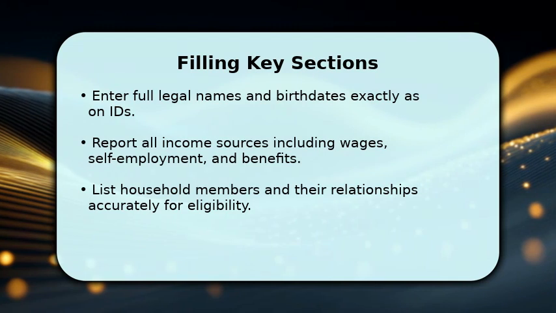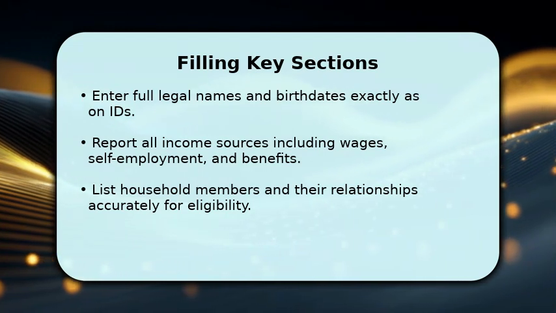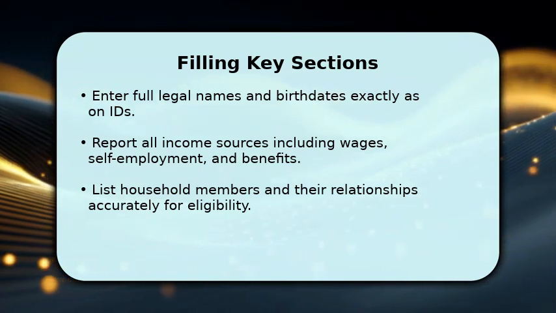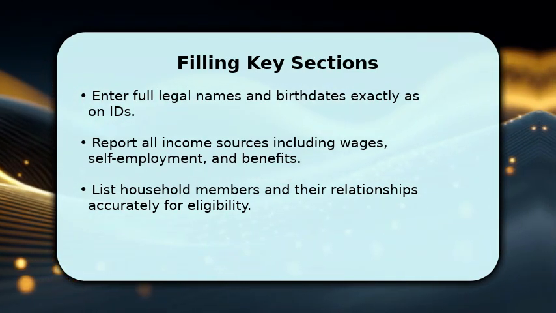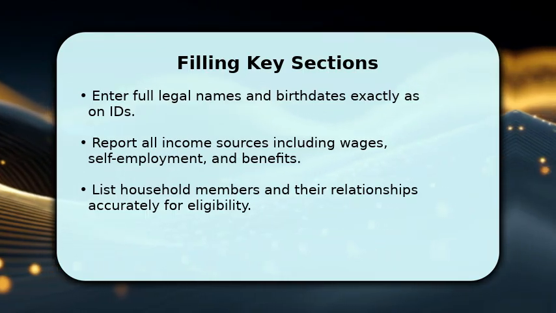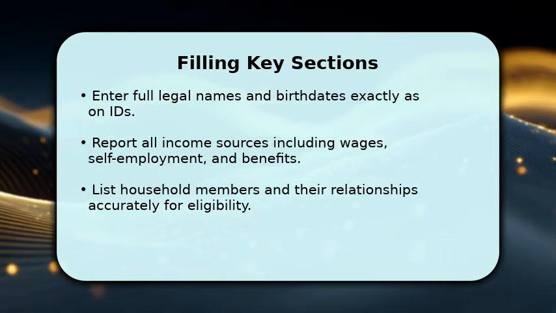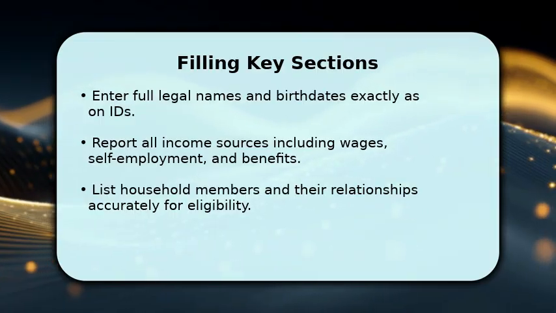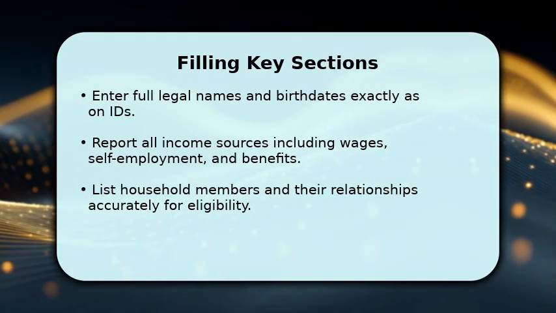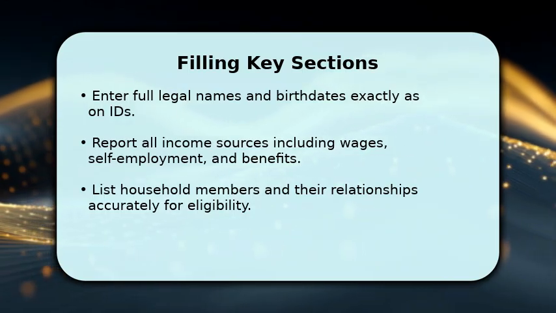Begin with personal information and use exact spellings from ID to avoid delays. In the income section, report gross amounts and explain any irregular earnings clearly. When listing household members, include children, partners, and dependents, and indicate relationships and living arrangements.